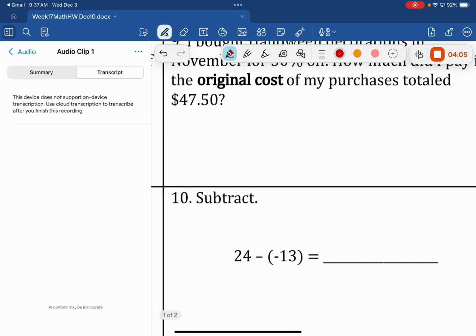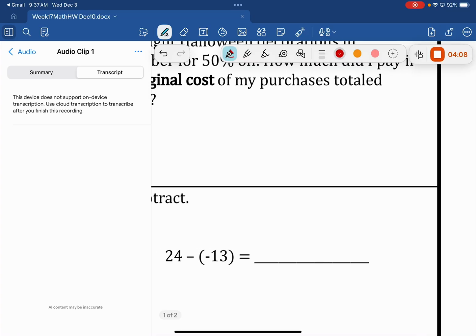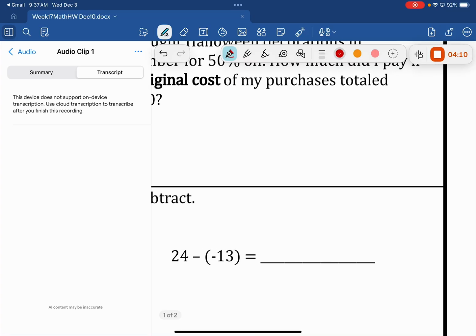All right, let's move over to 10 since we're right here. We're subtracting. With subtracting integers, we do keep, change, opposite.